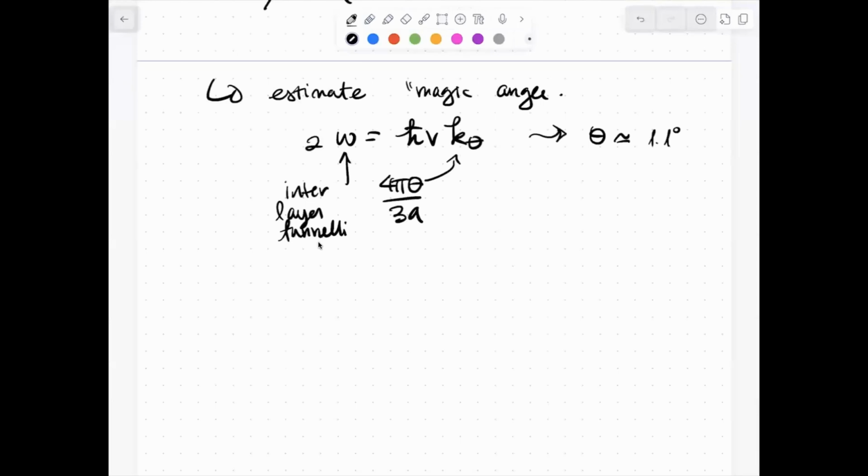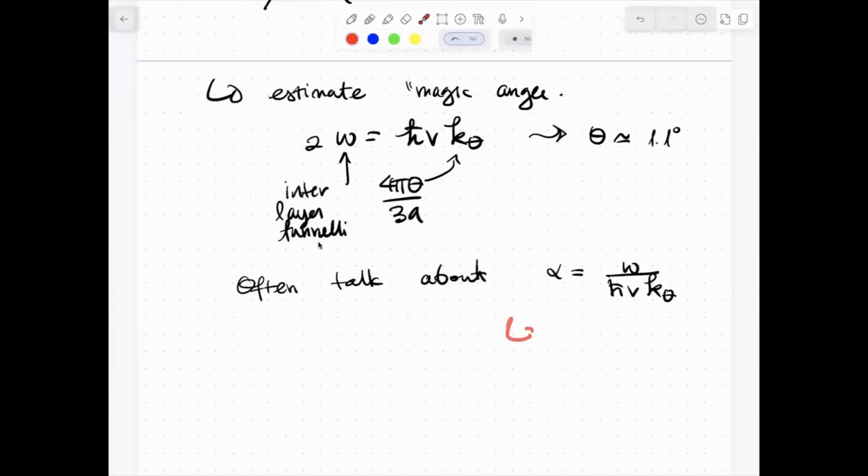One thing that you should note, though, is that essentially theta here, I'm solving for a dimensionless parameter. So often, instead of talking about theta, we talk about this parameter alpha. And you can see that once you plug in W and v, the velocity, you can get the magic angle from that. My estimate above was really just alpha equals a half. That's just a heuristic way of seeing why you would get these flat bands.